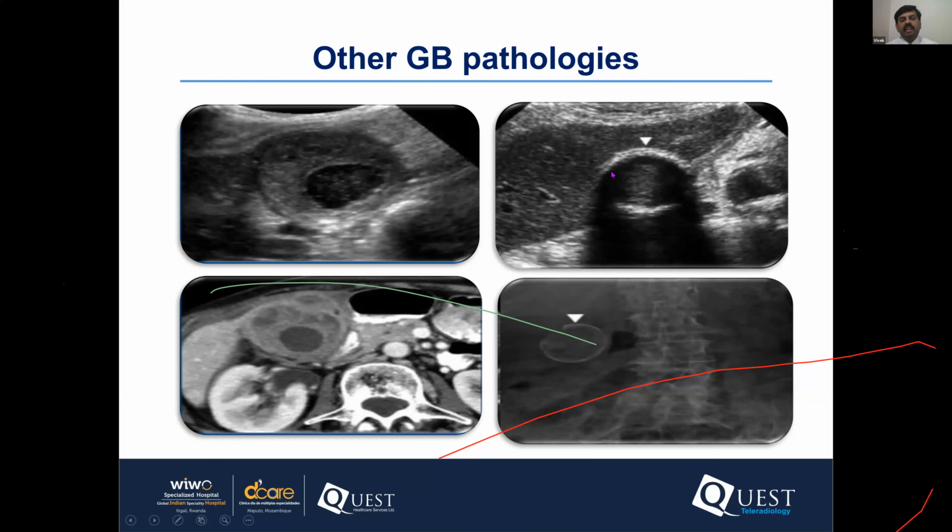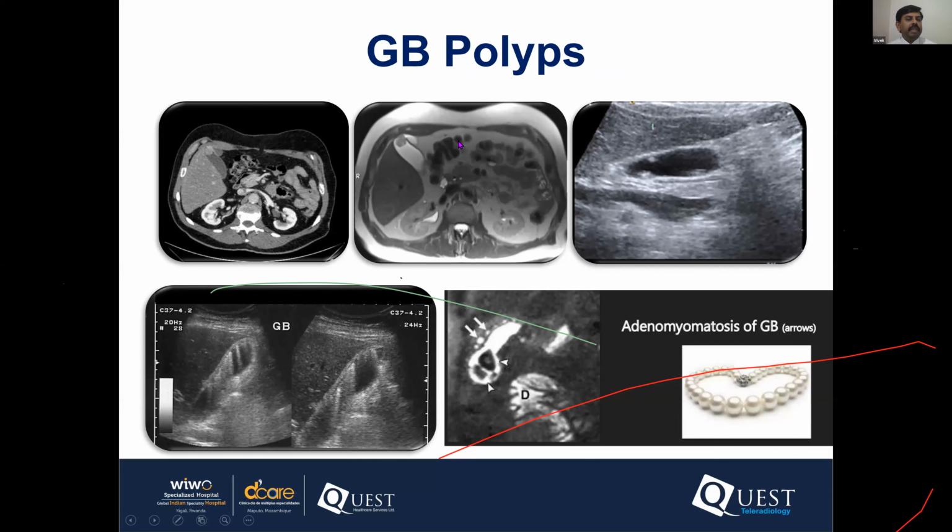And then here, what we are seeing is the porcelain gallbladder, wherein there is calcification of the complete gallbladder. And this surprisingly is a pre-malignant condition. So the record has to be made, it has to be followed up by subsequent imaging, and the patient has to meet a surgeon at the earliest. Coming to polyps. Polyps are finger-like projections of the gallbladder, and these may be of variable sizes and these protrude within the lumen of the gallbladder.